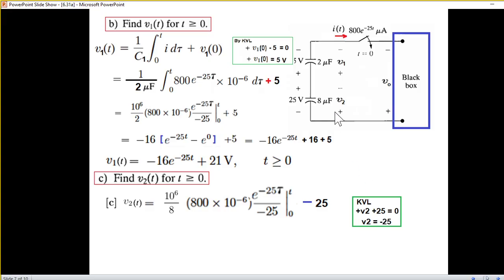Again, we'll take KVL from here. Plus V2 plus 25. That means V2 in this case is minus 25. So we'll write minus 25 for this value. And solving, this is our answer for V2(t).